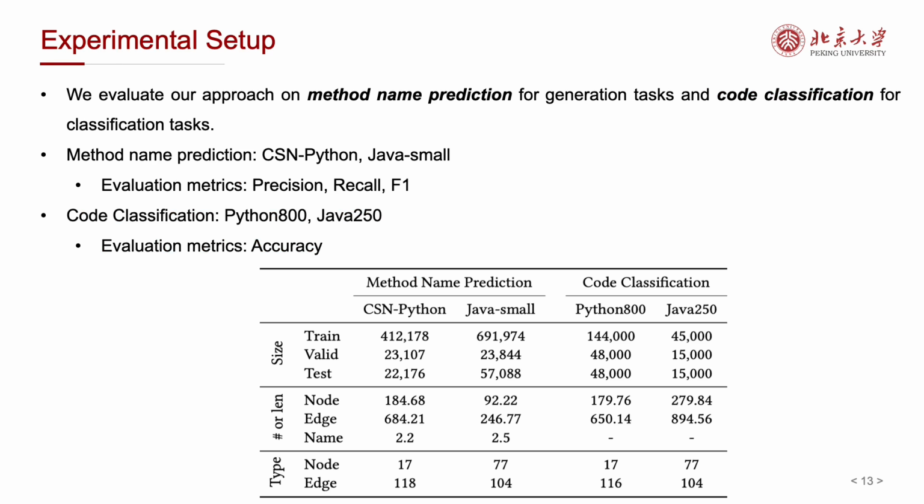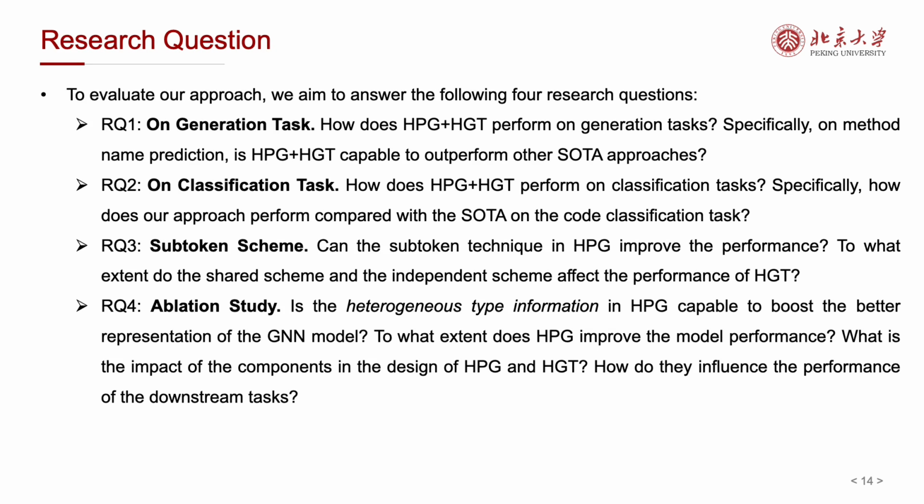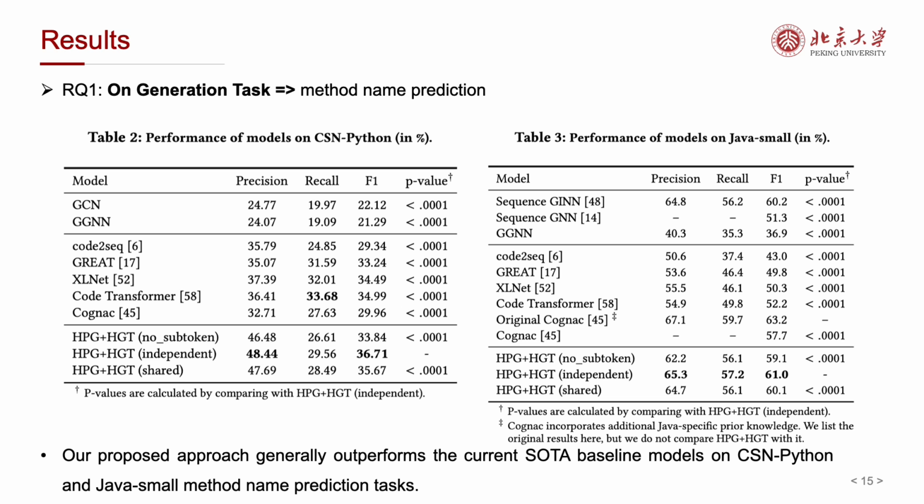We evaluate our approach on method name prediction for generation tasks and code classification for classification tasks. Following previous work, we choose Code SearchNet Python and Java Small for method name prediction, Python 800 and Java 250 for code classification. The statistics of all used data sizes are shown in the table. To evaluate our approach, we aim to answer the following 4 research questions, including generation task, classification task, subtoken scheme, and ablation study. The experimental results of RQ1 are shown in the table.